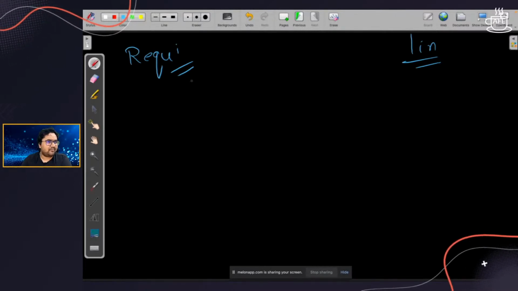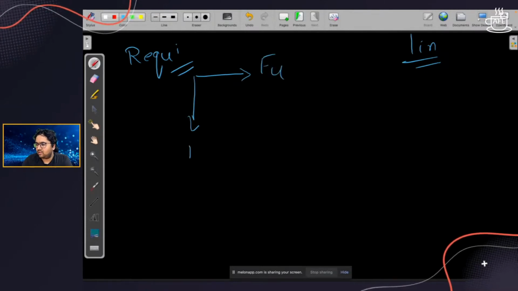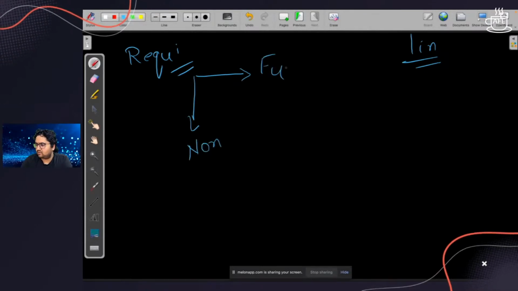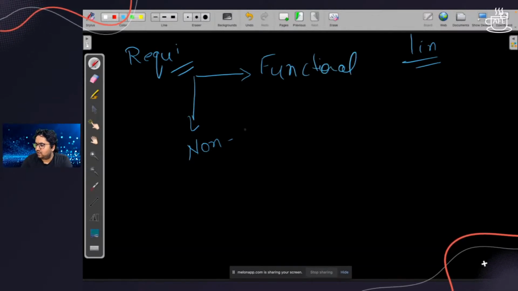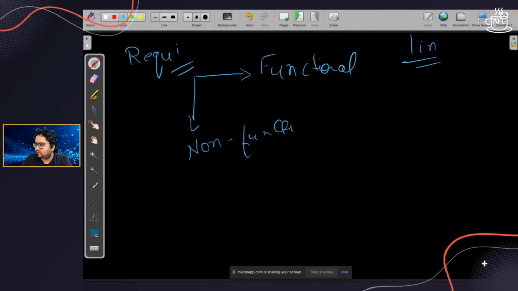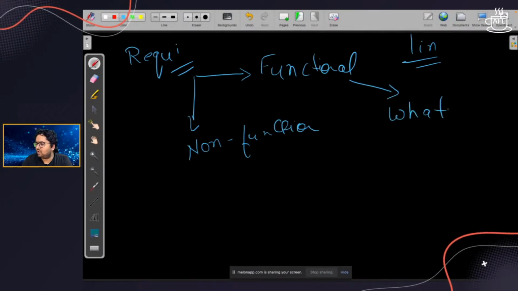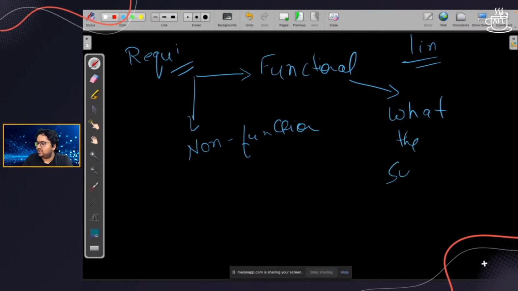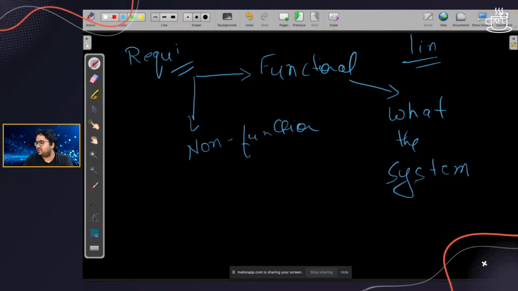So, how do we capture requirements? Right? Requirements are of two types. One is called functional, the other is called non-functional. So we'll just put functional, and the other is non-functional. Now, functional requirements are what the system does. Right? This is what a functional requirement is.